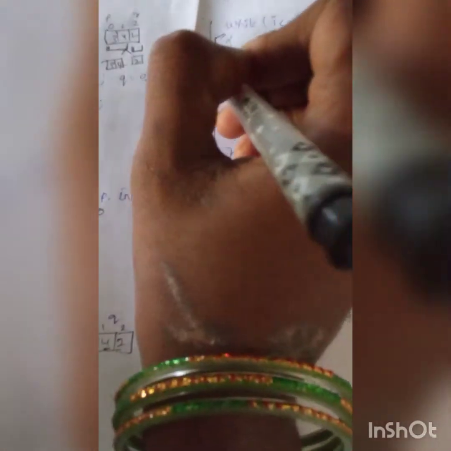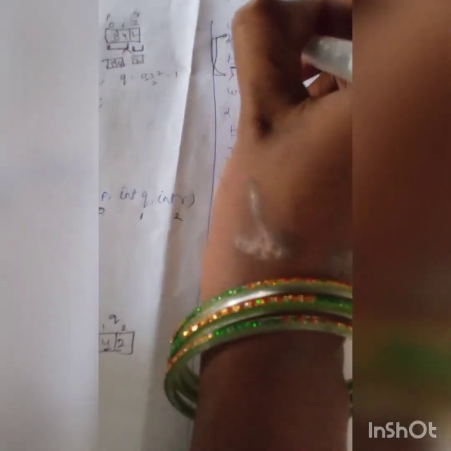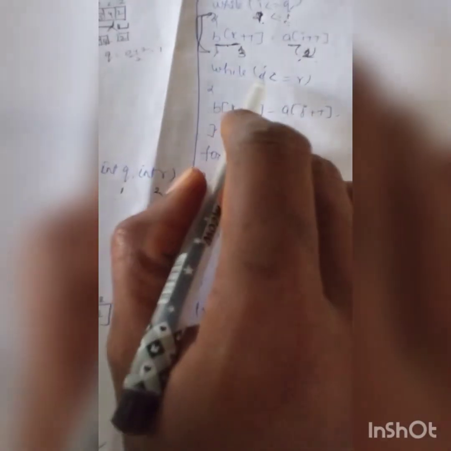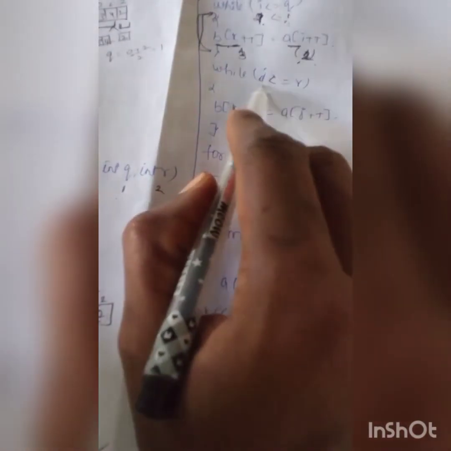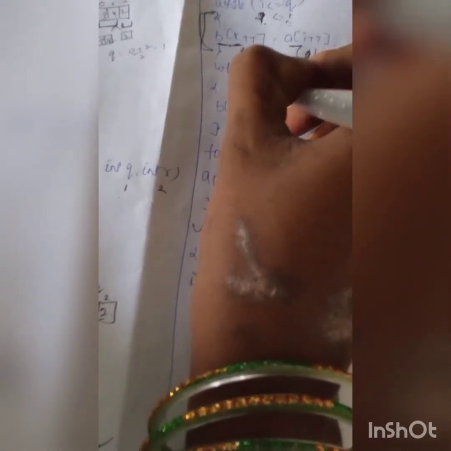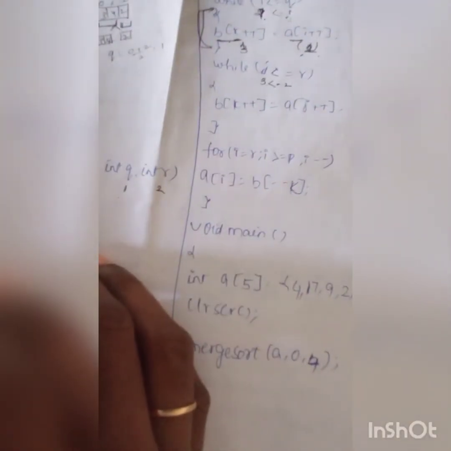So again go for the same condition. i is 2. Is 2 less than or equal to 1? No. So the loop stops here itself, right? Next, while j is less than or equal to r. So what is j now? j is 3. 3 less than or equal to r, which is 2. Is the condition satisfied? No. So don't go into this while loop, right?